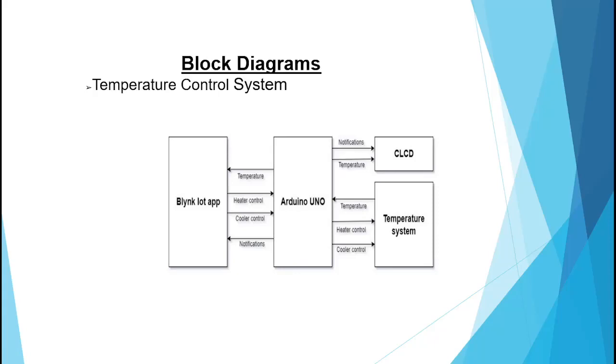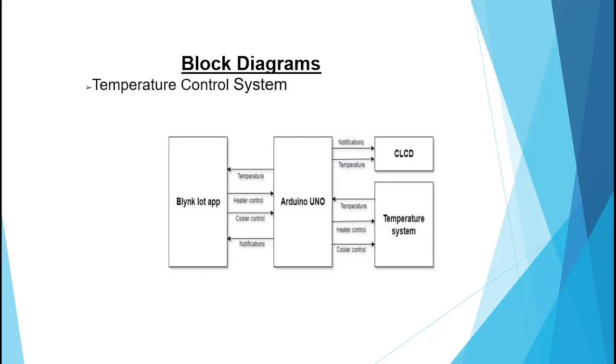Next, block diagram. Temperature control system. The temperature control system consists of a heating resistor, an LM35 temperature sensor and a cooler, which resemble the temperature control system at a home. Read the temperature from the LM35 temperature sensor and display it on the CLCD. Control the temperature system using the on-off buttons in the Blink IoT app. We are going to display the temperature on the Blink IoT app and on the CLCD.